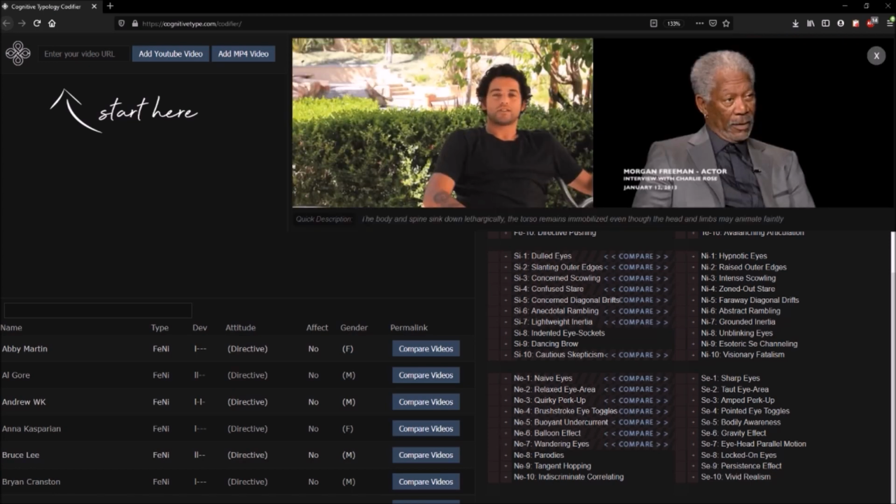So what you'll see is that the body and spine sink down lethargically. The torso remains immobilized, even though the head and limbs may animate. His entire body is lethargically inanimate, even though he is doing a glance to the side and then doing a forward stare. And then you can see the slight faint animations of the head, such as when he looks over here and then there and back. But overall, the body is sunken, it's heavy, and it's falling to the ground. Now, this is not necessarily the case with SI.